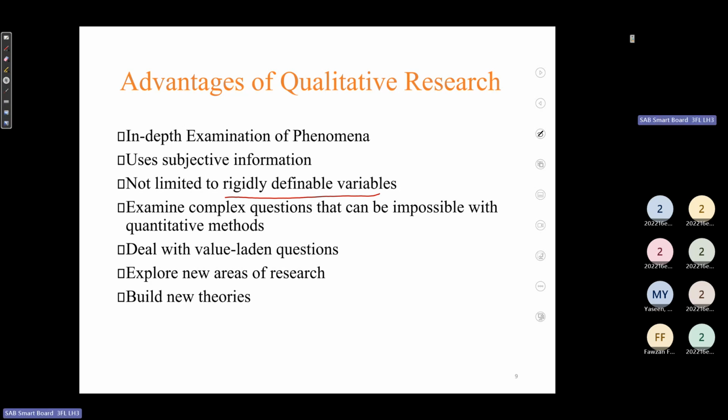You can examine complex questions, because you are trying to understand in depth. You can answer complex questions, deal with value-laden questions, and explore new areas of research. Build new claims. And that's why we call this the inductive approach. Qualitative is inductive, not deductive. So building new theories is inductive. You build new theories under inductive. So these are the advantages.